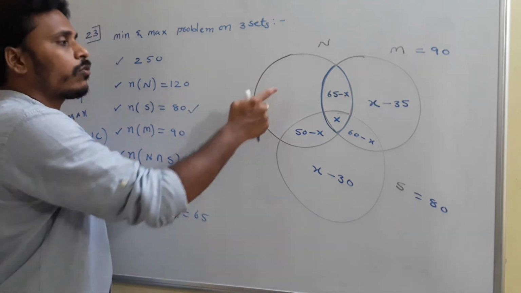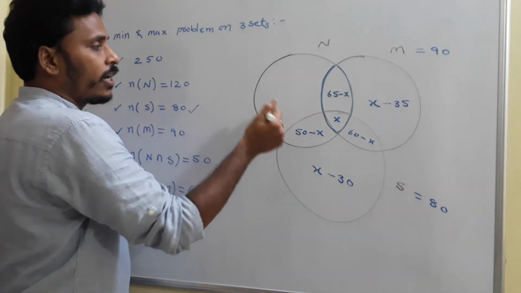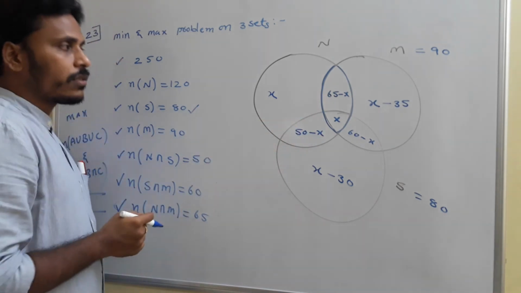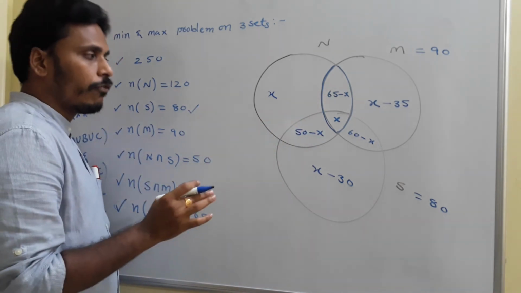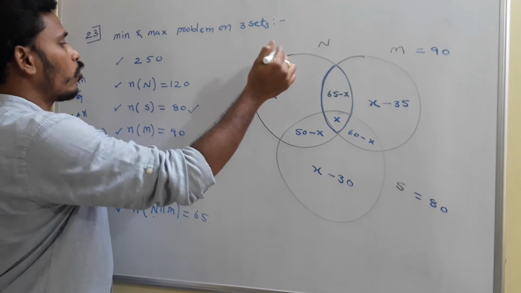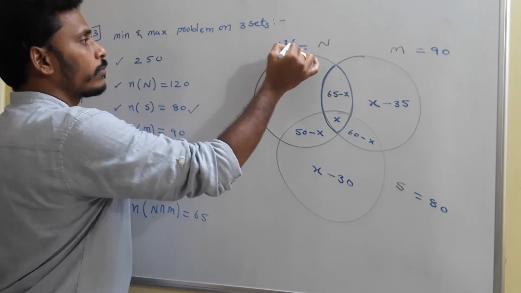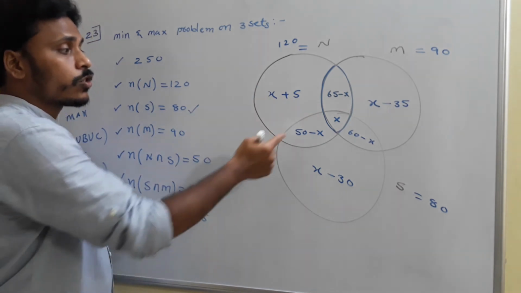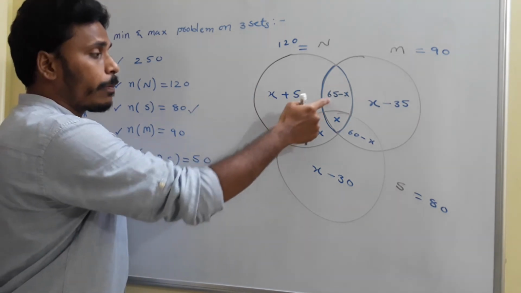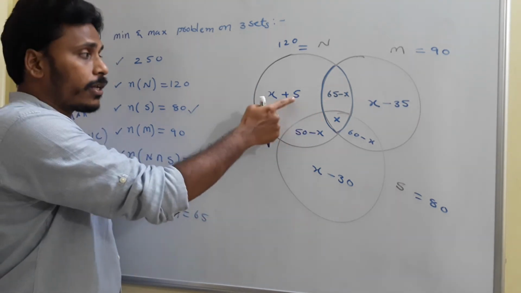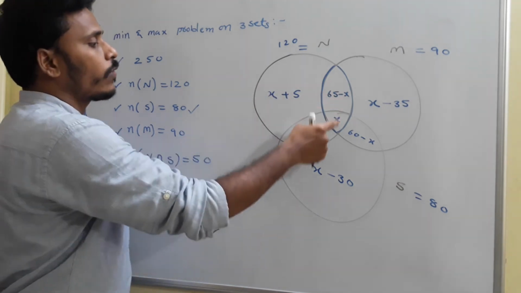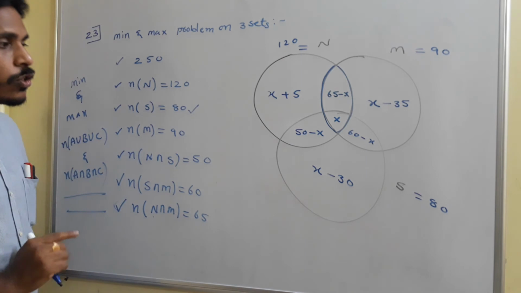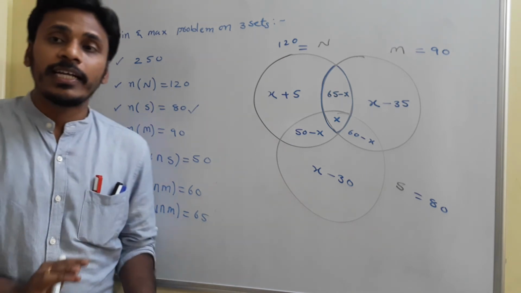Okay. And now try to fill this one. Again, I need to start with x. 60 and 65 and 50. 65 and 50 is 115, and the total value here is 120. I need 5 more, so take plus 5. So 60 plus 65 plus 50 is 115, plus 5 is 120. The x terms will get cancelled. So this circle contains 120. Is it clear? So everything I filled in terms of x.